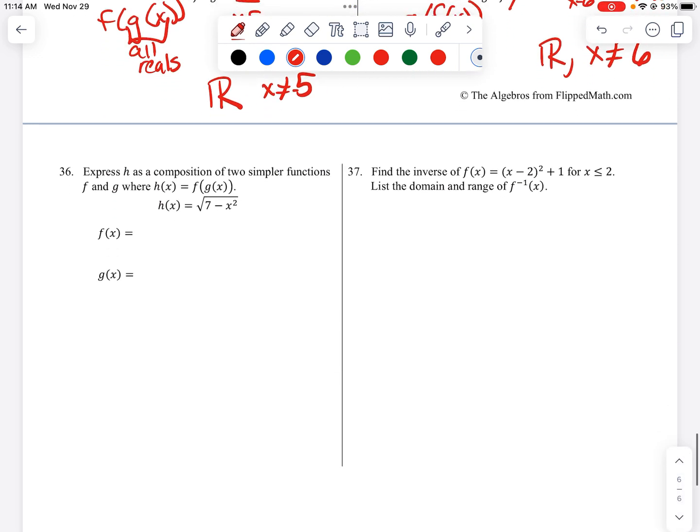And then some composition. So write these as two simpler functions. Okay, well, I see the square root, so that's got to be our outside one. And then our inside would just be 7 minus x squared.